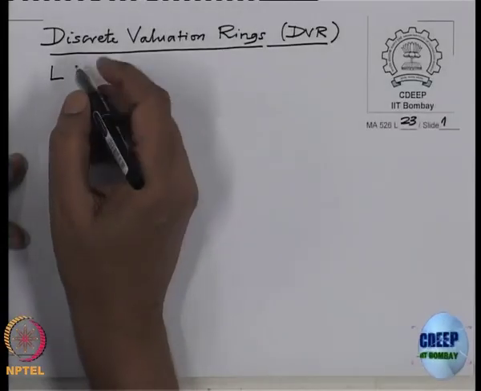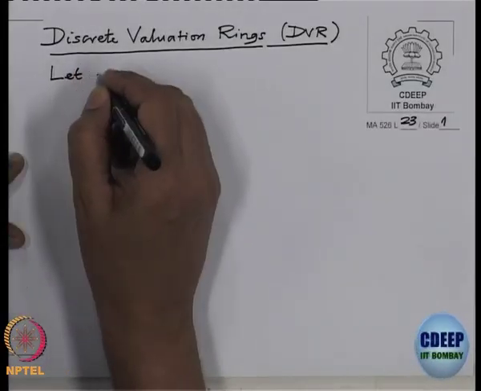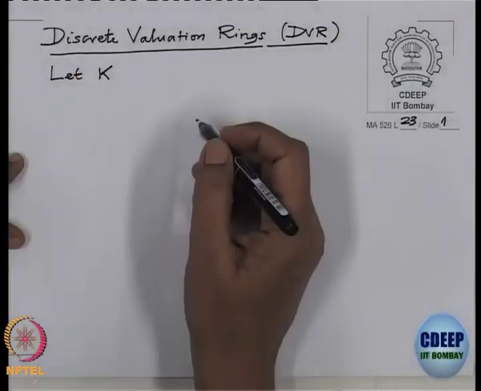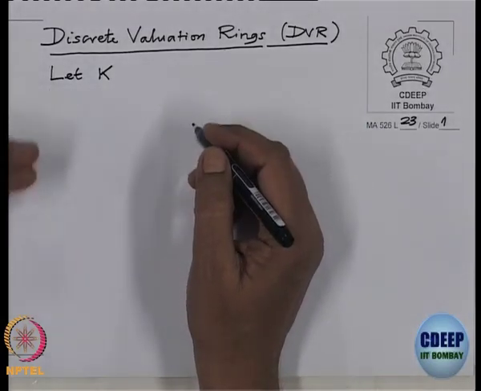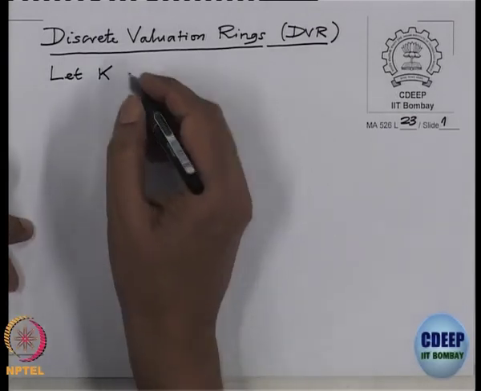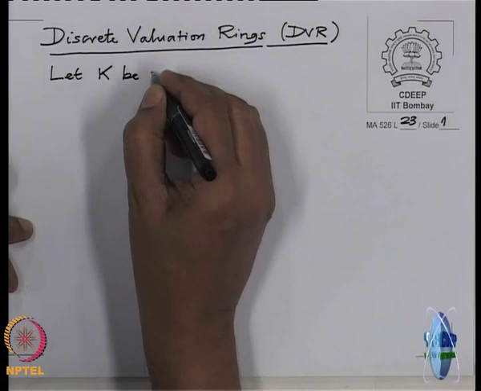We will do today discrete valuation ring. Some of this might be repetition for you, but still I want to do it for the sake of completeness. So, let K be a field. I will give a connection between the discrete valuation rings and normal domains, and then probably in the next lecture we will start Dedekind domains.